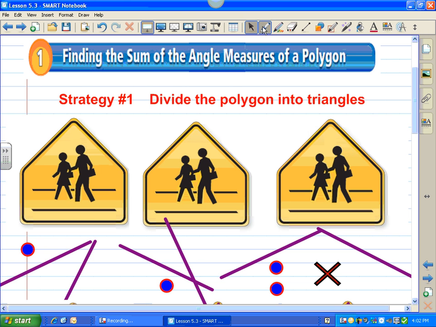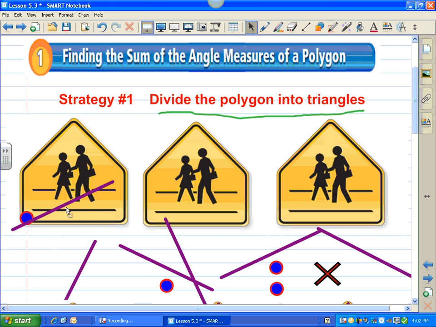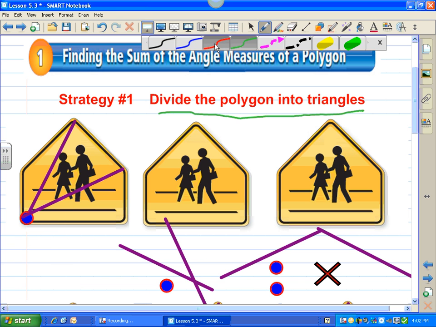The first thing that you can do to solve this problem is to divide the polygon into triangles. I'm going to pick the bottom left-hand corner or vertex. It doesn't matter which vertex you pick, which I'll show you in just a second. Starting at the bottom left-hand corner, I'm going to divide my polygon into triangles. You should be able to see that my polygon is now divided into 3 triangles.